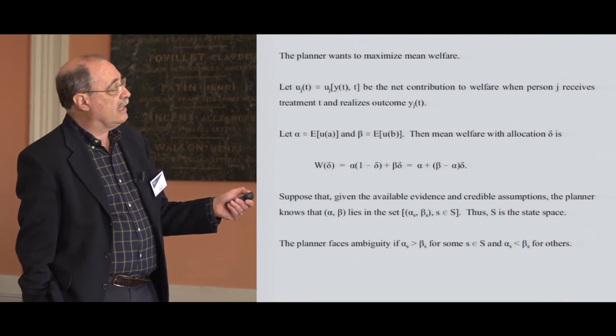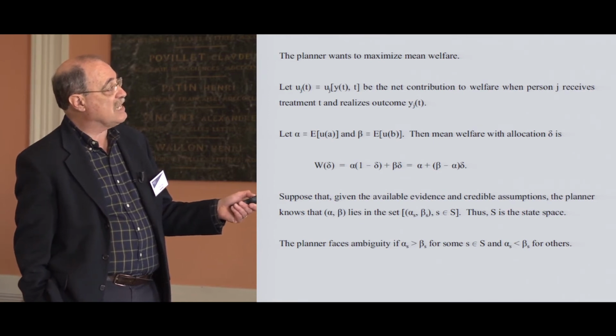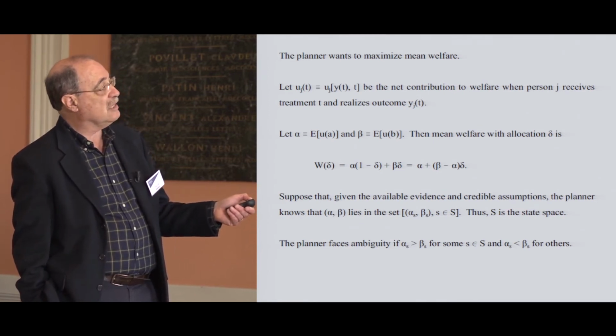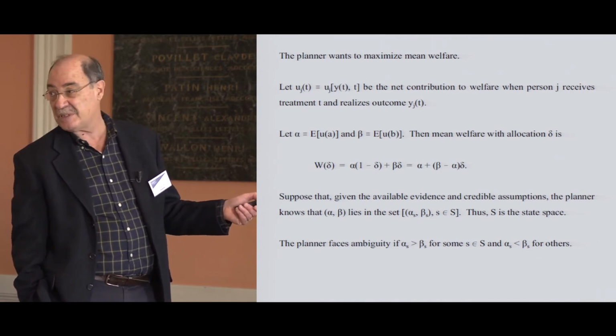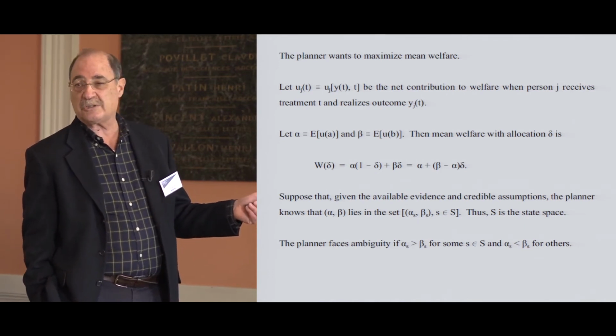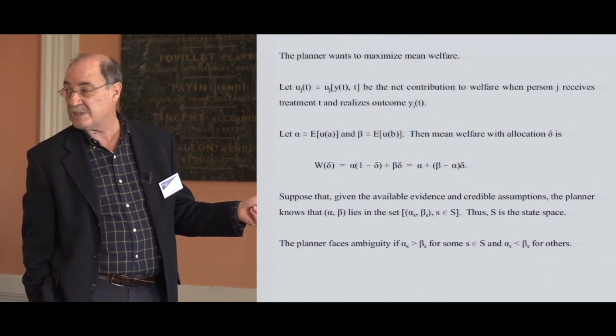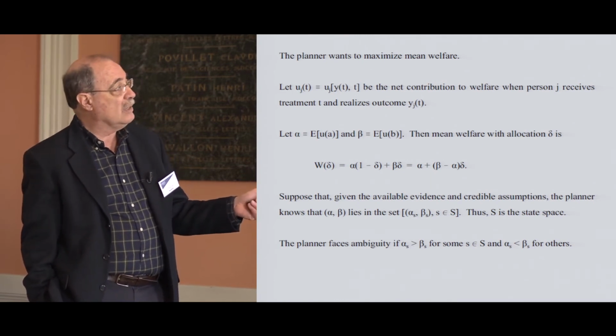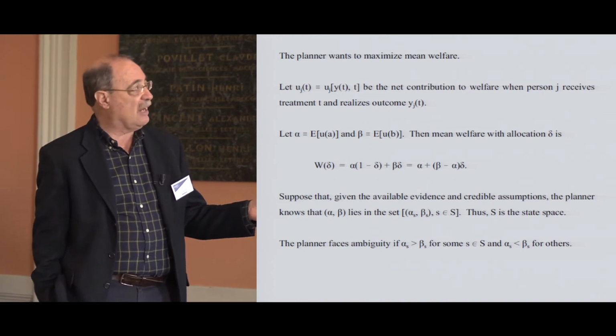But let's say I don't know that. Let's say I know that alpha, beta lies in some set, (alpha_s, beta_s), s an element of capital S. So capital S is the state space, or what a statistician or econometrician would call the parameter space. It's just other language. So this is what I know. Now, I'm going to keep this abstract, but how do I know this set?